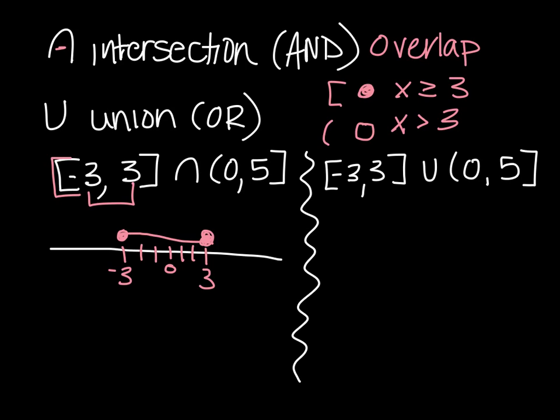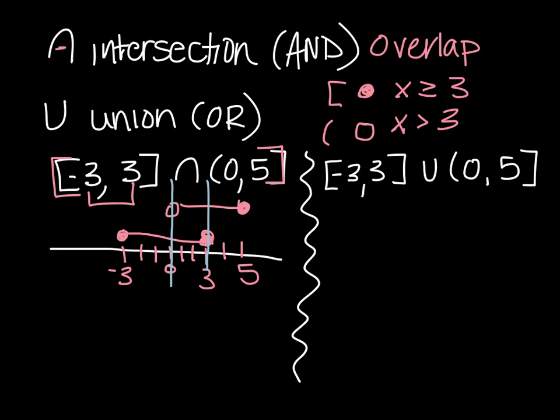Then I'm going to go ahead and graph this one. At 0, I have an open circle. And at 5, I have a closed circle because of the bracket and everything in between. So what I'm going to do now is figure out that and is where they overlap. So I'm going to draw lines of where these overlap.